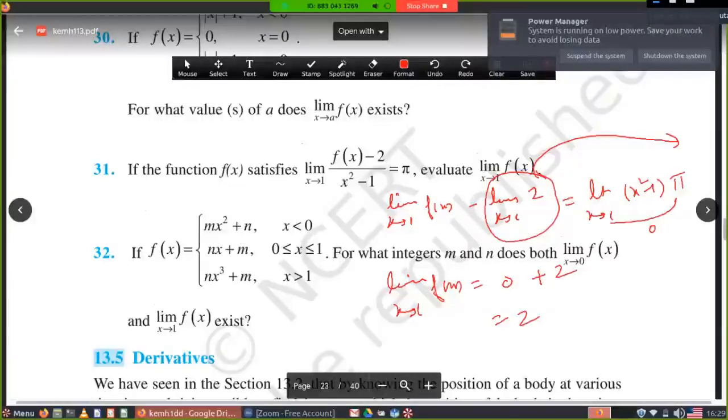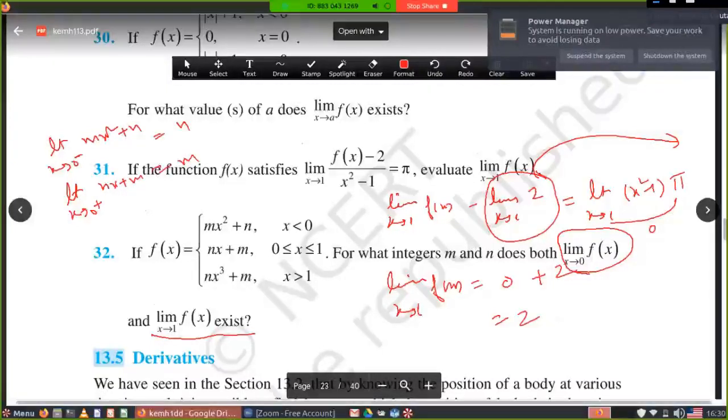For question number 32, you have to do it for 2 points, x is equal to 0 and x tending towards 1, for both. I just want to tell you which functions you have to take. For the limit as x tends to 0 positive, greater than 0, the function will be nx plus m. And for the limit as x tends to 0 negative, you will take mx square plus n. Now when you put 0, you are getting n here and m here. If the limit exists, it means n and m should be equal.